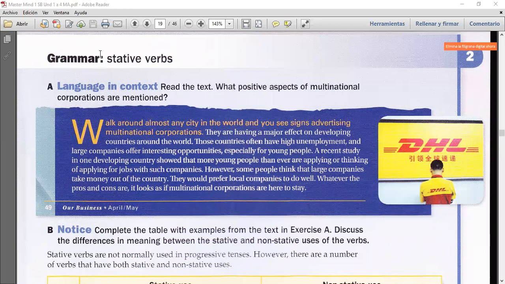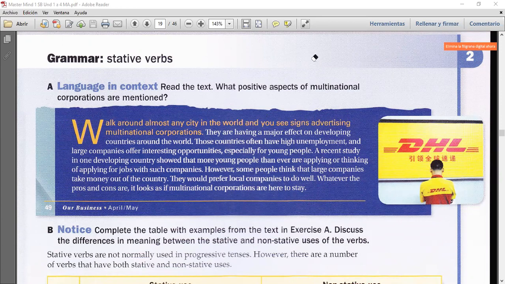Do you know what we refer to when we say stative verbs? What does it refer to? Yes, teacher, it refers to verbs that don't reflect action. They are used for feelings, opinions, and thoughts. Okay. Yes, there is a group of verbs that is called stative verbs, right?